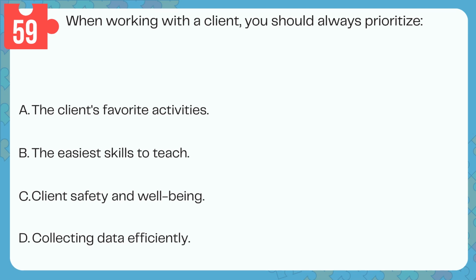Question 59. When working with a client, you should always prioritize A, the client's favorite activities. B, the easiest skills to teach. C, client safety and well-being. D, collecting data efficiently.